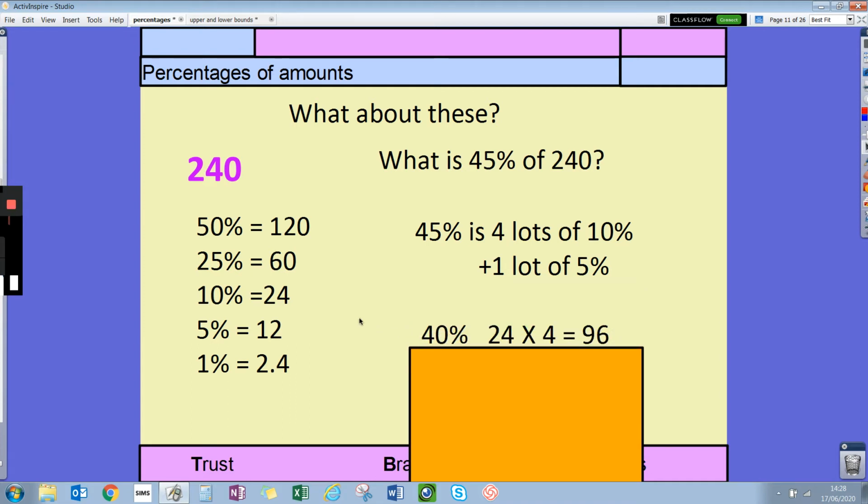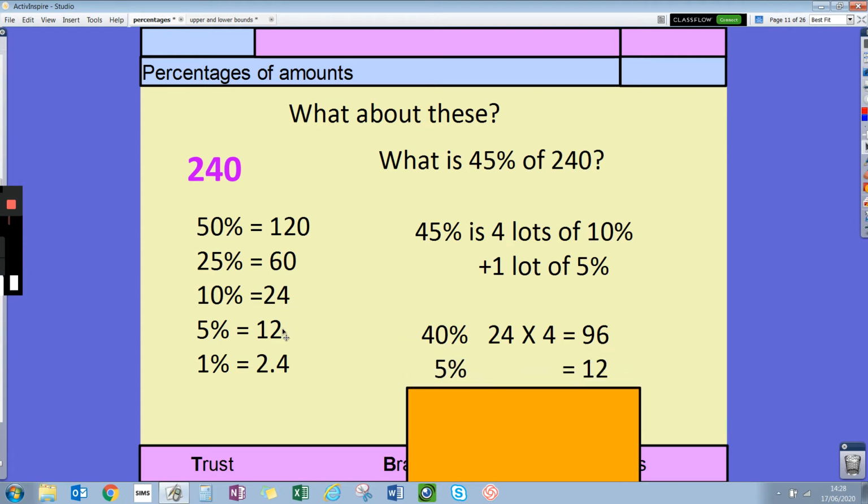So 4 lots of 10, 24 times 4, which is 96. And then 5% is 12. So then 45% is those added together, which is 108. You can use any method for multiplication you like here, so grid method or column method, whichever you prefer.